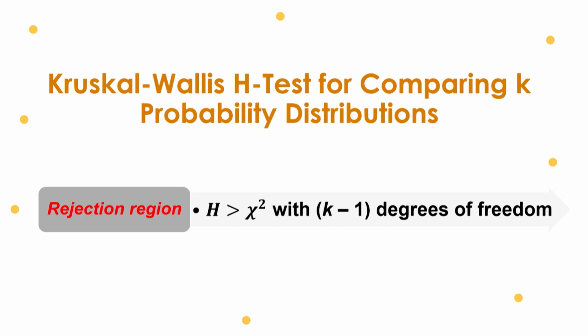Next, for comparing k probability distributions, we will look at the rejection region. What is the rejection region? We calculate the test statistic value H, which should be greater than chi square with k minus 1 degrees of freedom.